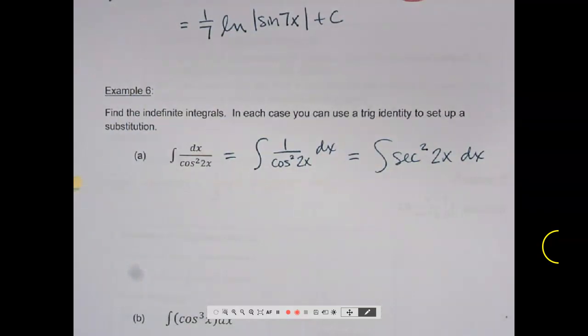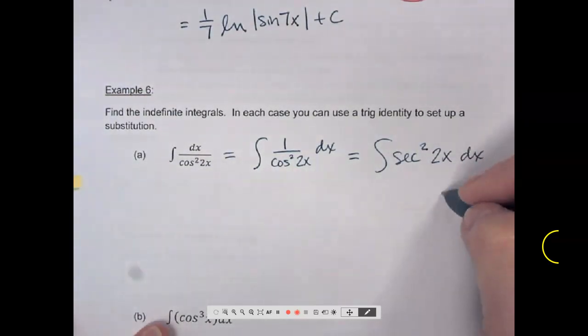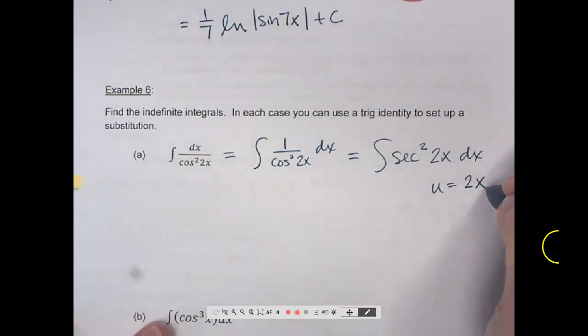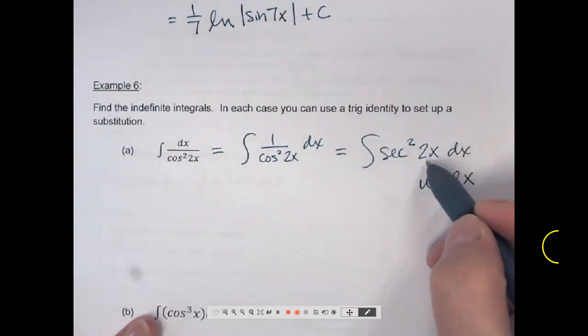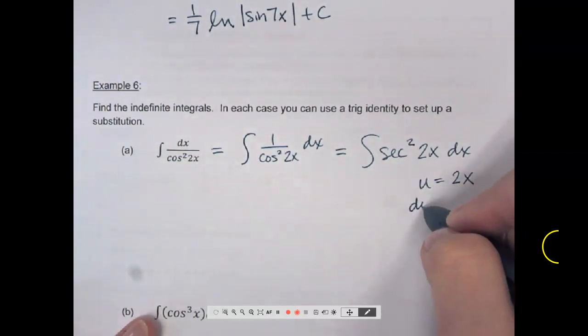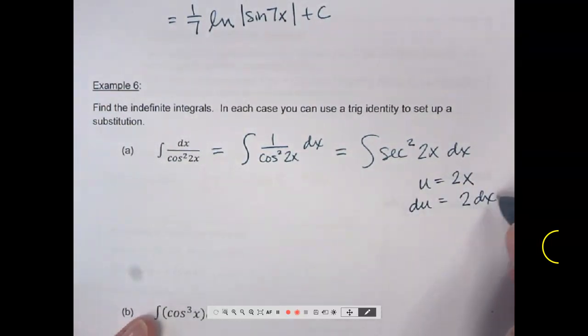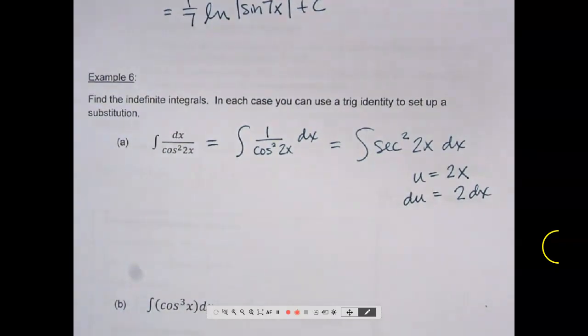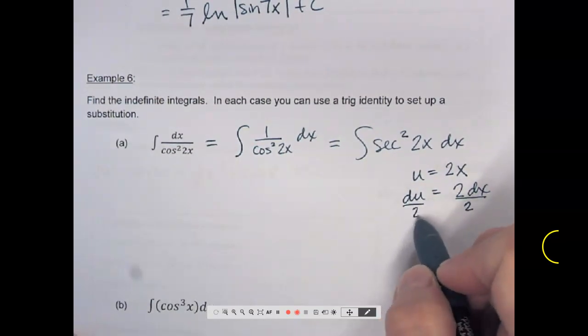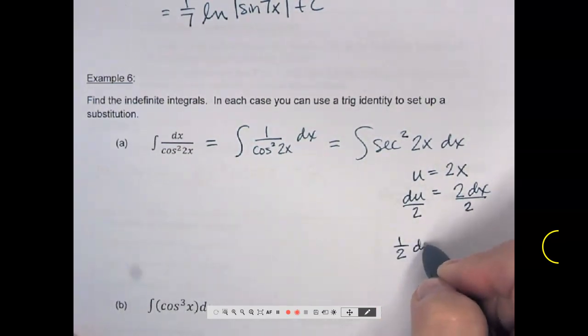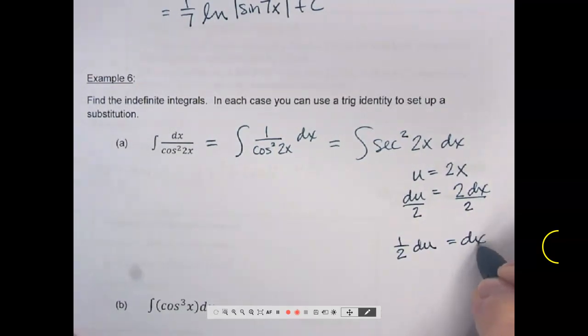Does secant squared match up with anything derivative-wise? Tangent's derivative is secant squared. Okay, so let's still use a u here, because that's not just a plain old x, it's a 2x. Really there should have been a coefficient of 2 here, but there's not. But if I divide, I get 1/2 du equals dx.